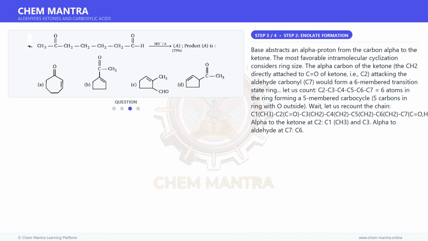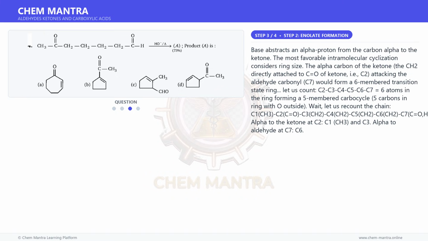Moving on to the next step. Base abstracts an alpha proton from the carbon alpha to the ketone. The most favorable intramolecular cyclization considers ring size. The alpha carbon of the ketone, the CH2 directly attached to the C=O of the ketone, i.e. C2, attacking the aldehyde carbonyl, C7, would form a 6-membered transition state ring.